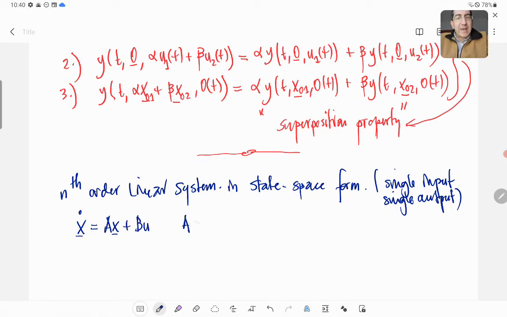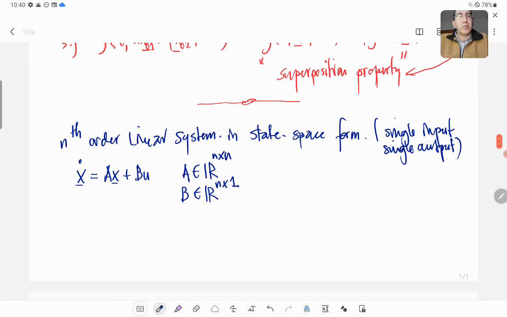Here we have the A matrix, essentially an element of R to the power n by n. So it's a square matrix. Because we have a single input, B is essentially a column matrix, which is n by 1. If you have multiple inputs, B also becomes a rectangular matrix, depending on how many inputs you have.